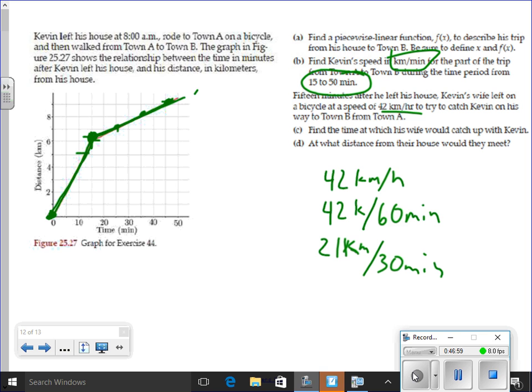So 21 and 30, 21 kilometers would be way off our screen, so let's go down a little bit lower. Instead of 21, let's go down to 7. If we divide them both by 3, she would go 7 kilometers in 10 minutes. All of these are proportional. So 10 minutes, 7 kilometers would be right here.